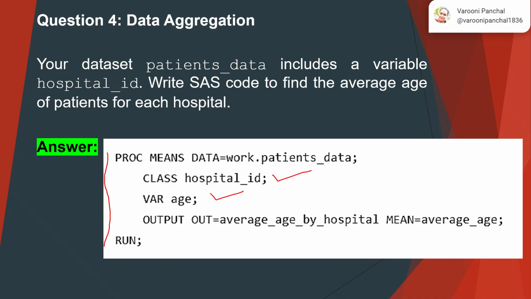Now we'll output these summary statistics into average_age_by_hospital, and we want the average age of patients for each hospital. That is the reason we use the CLASS statement, because we want this analysis for each hospital. The analysis variable is age, and since we want the average age, we consider the mean statistic in the PROC MEANS procedure, and we'll give the variable name as average_age.